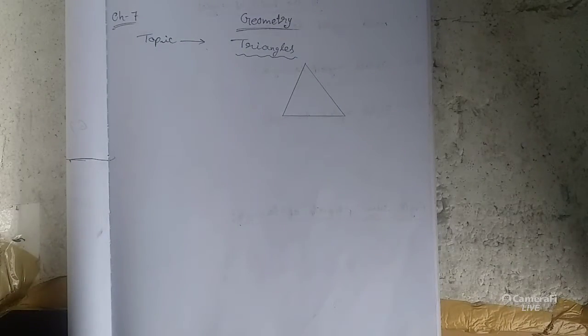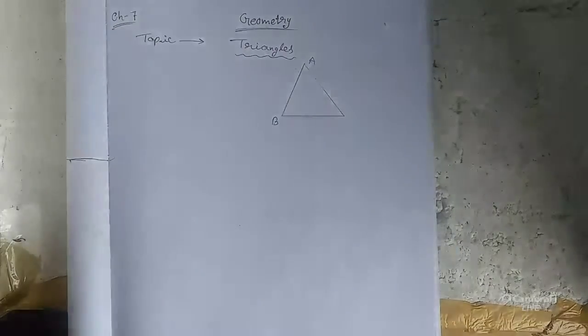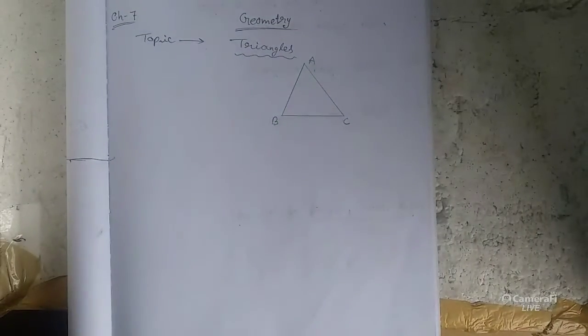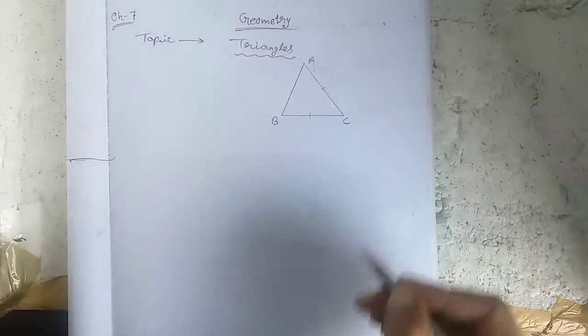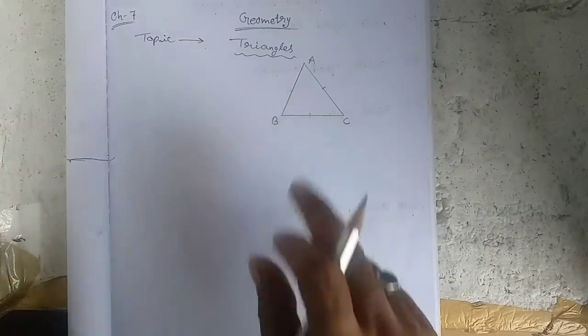This type of figure is a triangle. Here AB is a line segment, another line segment is BC, third one is AC. So AB, BC, AC, three line segments make a closed figure. So this is a triangle.